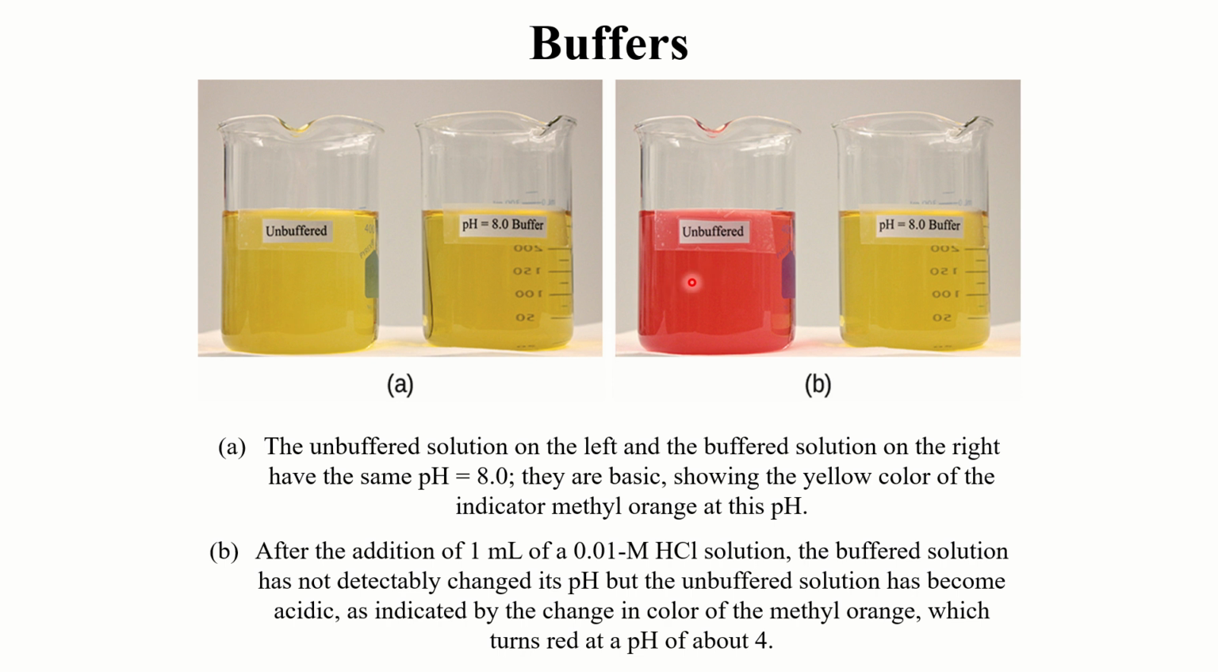The unbuffered solution, its pH changed rapidly, and we notice then the change in color. Methyl orange appears red with an acidic pH. So now the solution has a pH of around 4. Even just 1 milliliter of this 0.01 molar hydrochloric acid was enough to rapidly change the solution from basic to acidic because it's unbuffered.